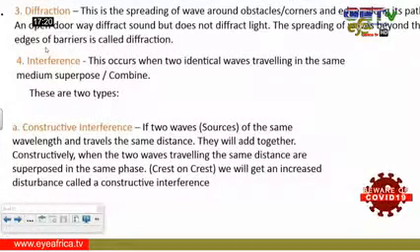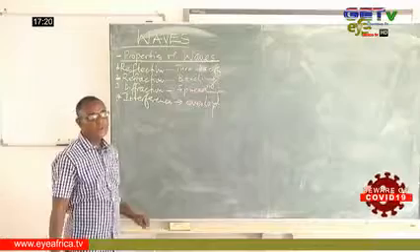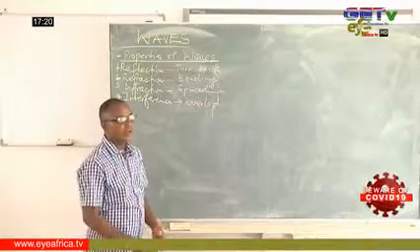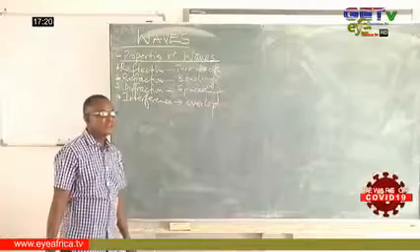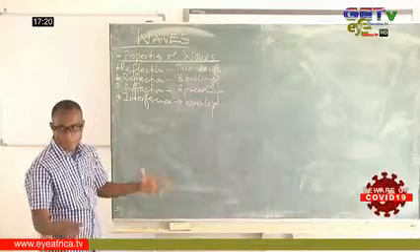Now we have the next one, which is interference, the fourth one: you have 1, 2, 3, and 4. The fourth general property, the final general property of waves, is interference. What's interference? We said it occurs when two identical waves traveling in the same medium superpose, combine, or overlap.